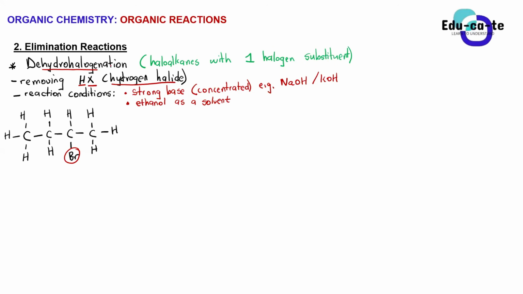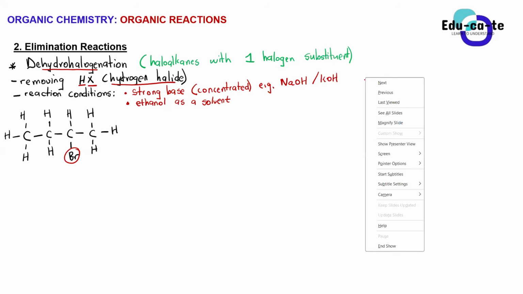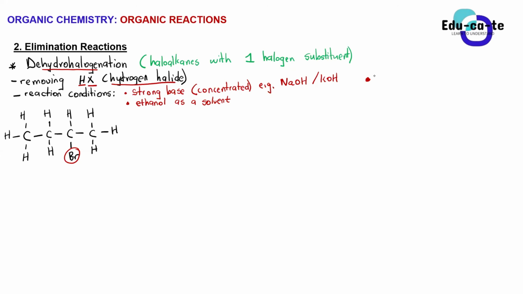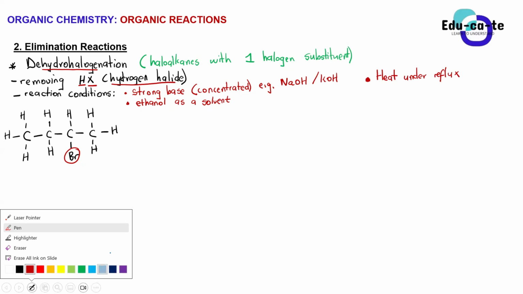Another third condition that we need is strong heat. Usually we say that we need heat under reflux. Heat under reflux is very strong heat. It is this heat that we need so that this reaction can take place. So these are the three conditions that are necessary for the dehydrohalogenation reaction to take place.